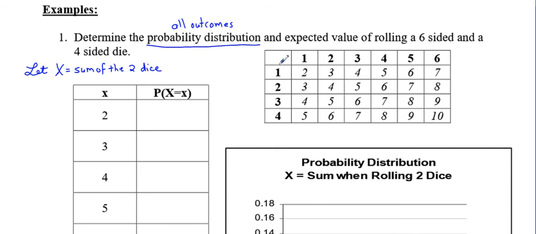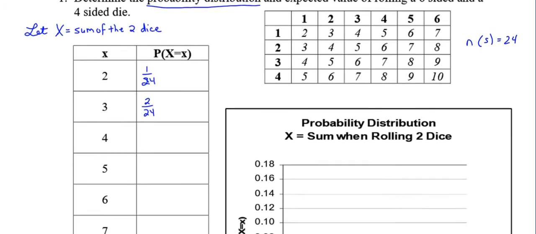So rolling a 6-sided and a 4-sided die, that means the number of outcomes in the sample space is equal to 24, not 36, because it's not two 6-sided dice. So the probability of rolling a 2 is just 1 out of 24. The probability of rolling a 3 is 2 out of 24. And you could put this into lowest terms, but for later on, it's a little bit easier to keep it as the same denominator, and you'll see why later.